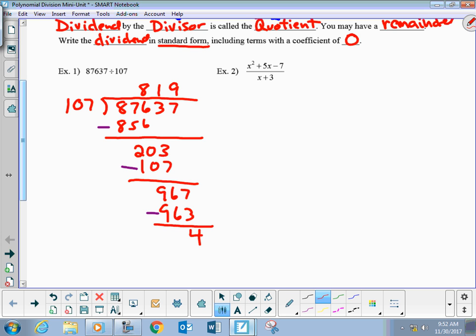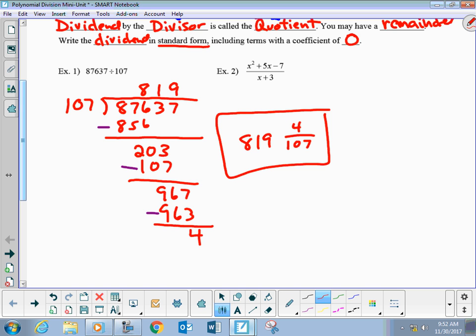So how did we write a final answer if the teacher says, okay, so what's your answer? Your answer became, when you did the division, 819, and I'm going to write this now as a fraction, 4 divided by 107. That's the kind of format we're going to use. We're going to write any remainders back as fractions. All right, so that's what we do know. The good old long division that we had hoped had gone away is not gone.